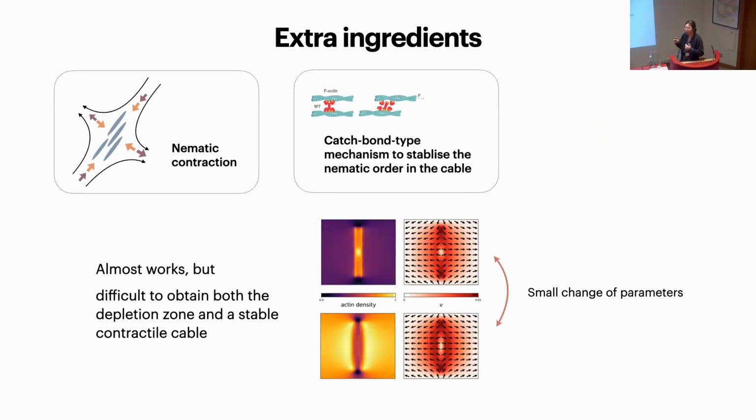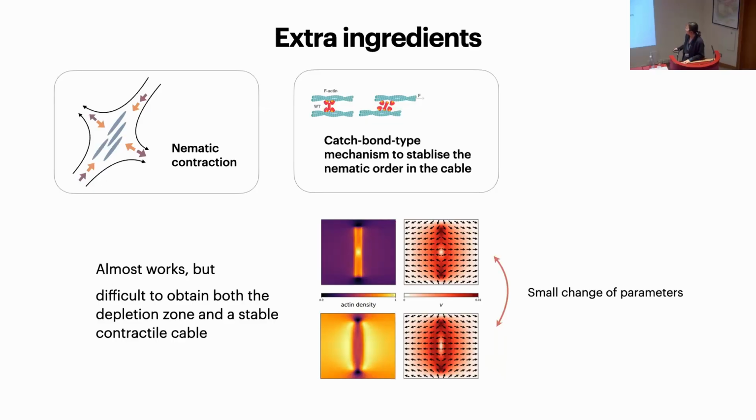And then we asked, what about another thing we know in these kinds of systems, which is that there is a little bit of a catch bond mechanism, where once the actins are aligned in a certain direction, they're happy to stay this way, and it's actually stronger in the direction that it is aligned. So effectively, mathematically, this just means there is some stabilization mechanism for the nematic order. We also put that in, which almost works, but it's incredibly difficult to obtain both the depletion zone and this enhanced density in the actin cable, as well as this flow pattern.